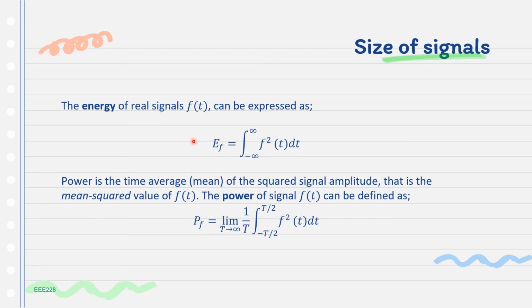For those signals which have amplitudes that approach infinity as time goes to infinity, we find the average of the square of the signal amplitude, or the mean squared value of f(t), which is actually the power of the signal. So we find the power of the signal as a measurement of the size if the signal has amplitude which goes to infinity as time goes to infinity.